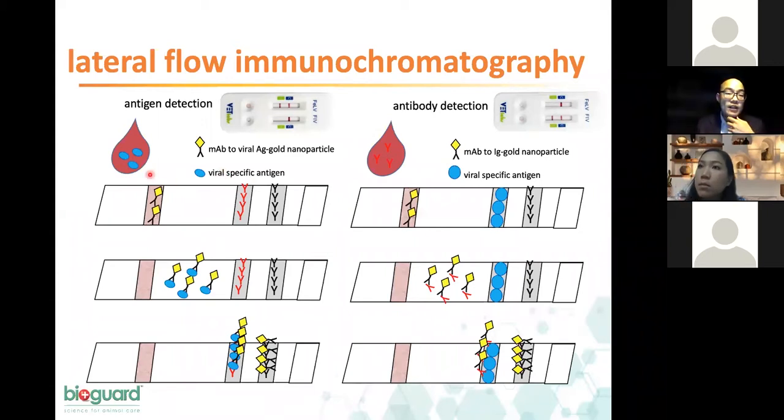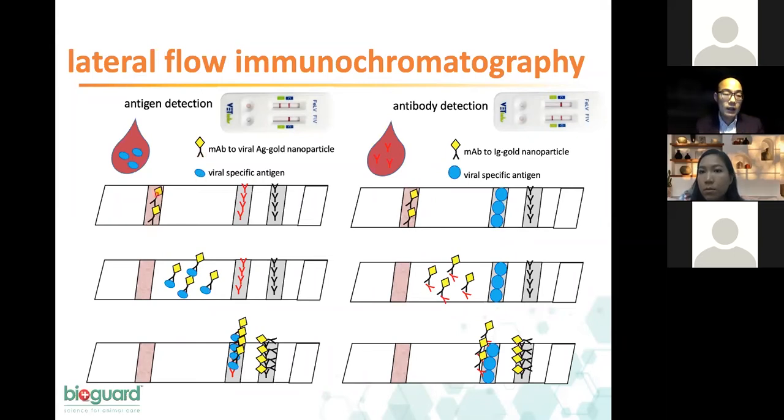The antigen detection format is aimed to detect viral-specific antigen in the sample, in this case blood for the Fblv test, represented by the blue oval shape in the blood here. The lateral flow immunochromatography backbone is the membrane that allows the liquid phase to flow laterally from left hand to right hand here. And along the flow path, there will be some molecules that will make the test work, as shown by the cartoon here.